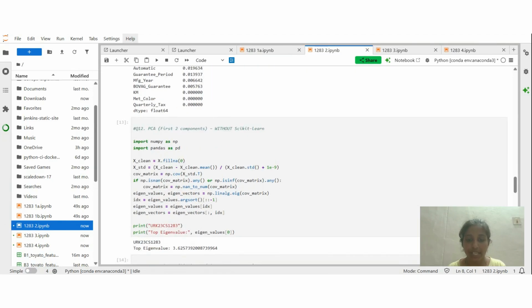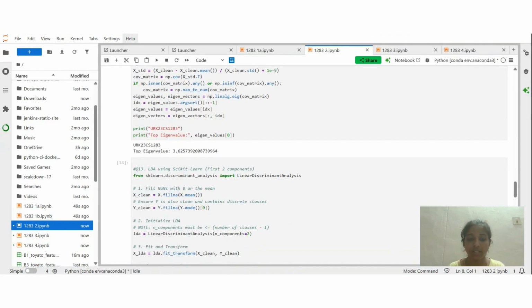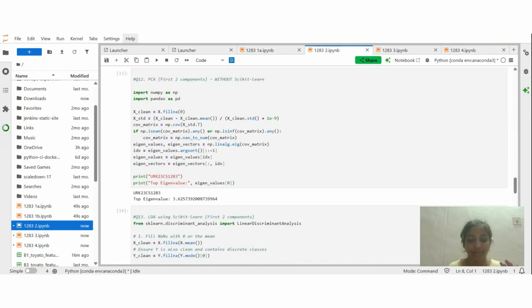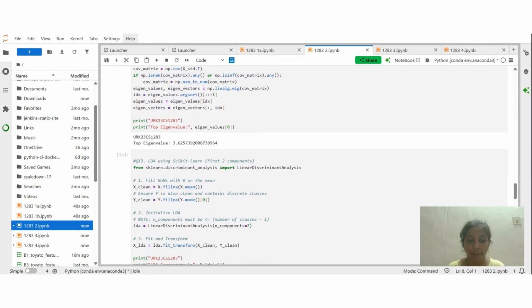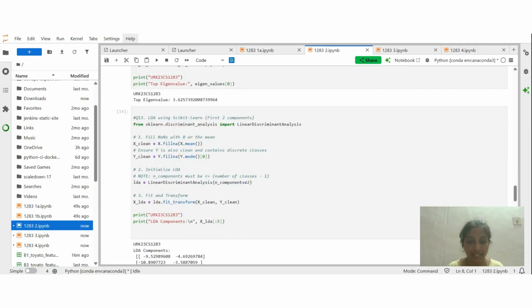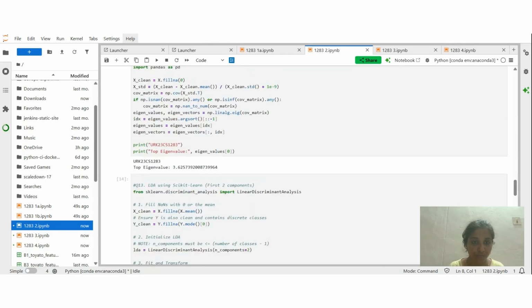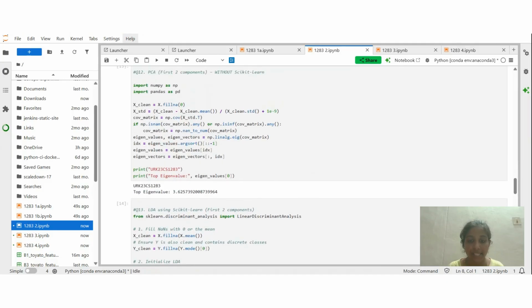And 12th one is PCA. PCA means principal component analysis. Reduce number of features, keep maximum variance. The steps we used here are standardize data, compute covariance matrix, find eigenvalues and eigenvectors, and select top components. And I applied PCA to reduce dimension and extracted the first two principal components, which capture most of the variance.